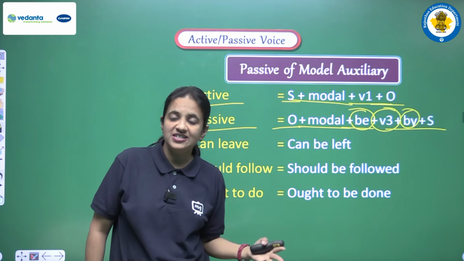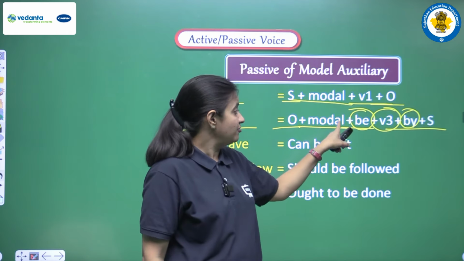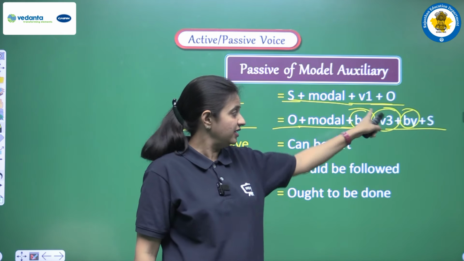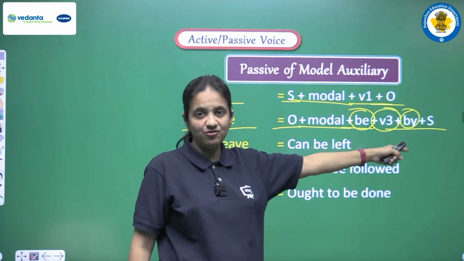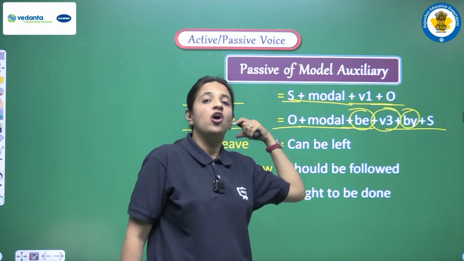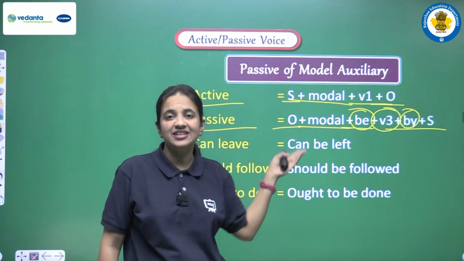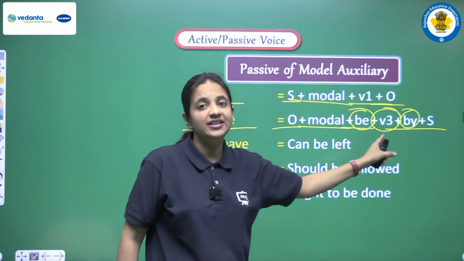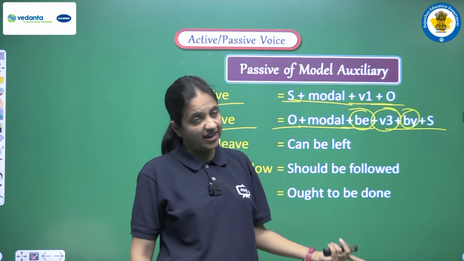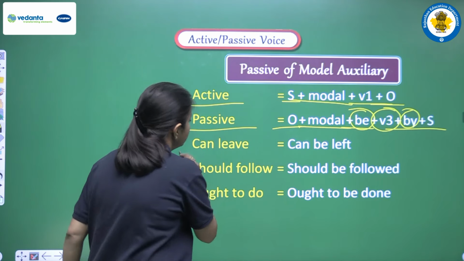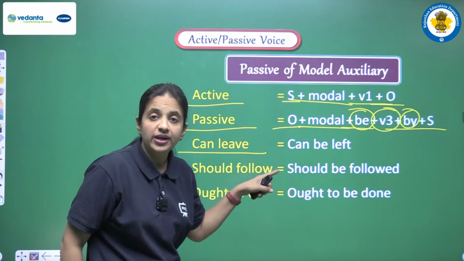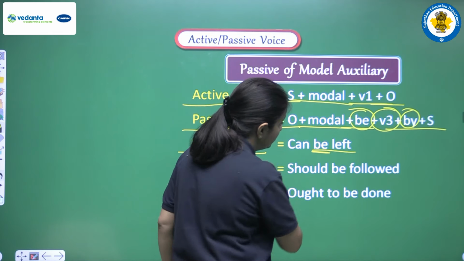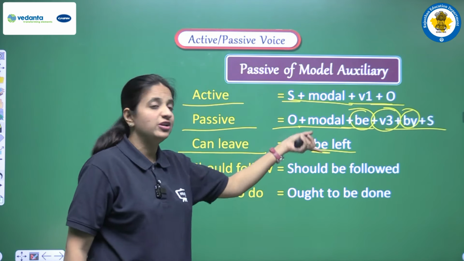So the important thing that you have to remember here is that with the modal we have to add be. Okay, and yes, we have to write third form of the main verb, and the structure will be the same. Object will be there in the beginning of the sentence, and subject will be there in the end of the sentence, and we have to use one conjunction, by. Right. So let's see how we can write. Suppose we are having can leave in active voice. So in the passive voice we have to add be with can, and third form of the main verb, so third form of leave will be left.